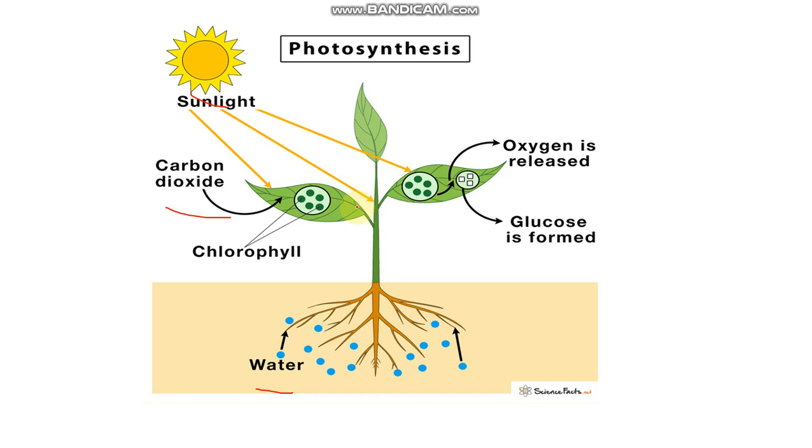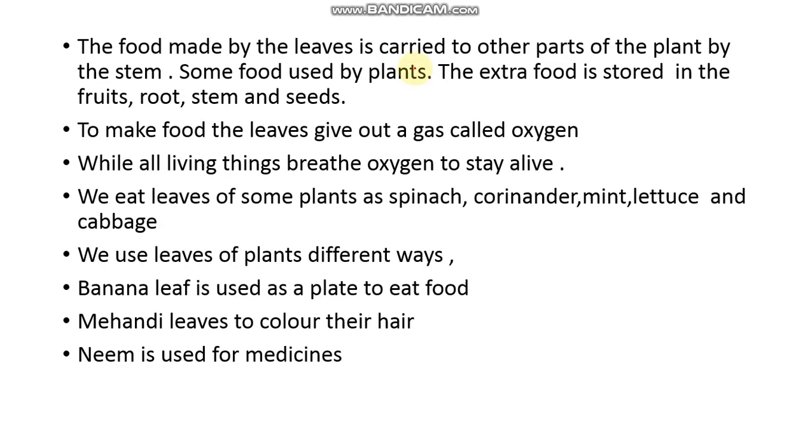This is a process we call photosynthesis. The process by which the plant's leaves make food from carbon dioxide, water and sunlight is called photosynthesis. This is very important, students, because you will be studying photosynthesis very deeply next year. Okay, fine. Next we'll go on.